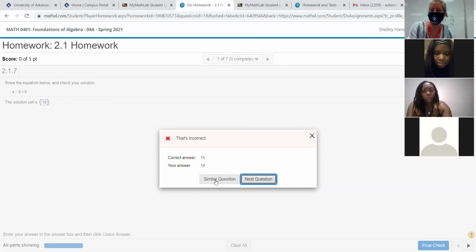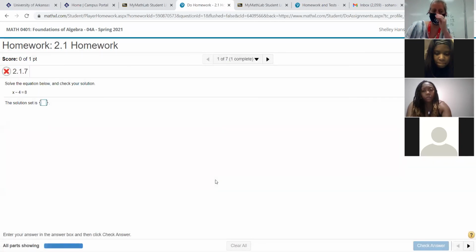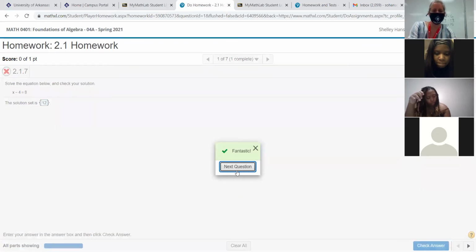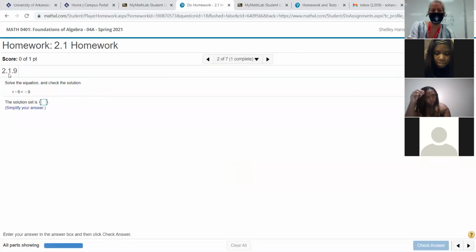But then look what it does. It says similar question. If I click on that, it gives me another problem similar to the one I just got wrong. Notice I have a red X up here. That means as of right now, I do not have credit for this problem. Then right here, 12 minus 4 equals 8. So let's get this one right. 12, check answer. Now it tells me fantastic, next question. So now it turned my problem into a green check.